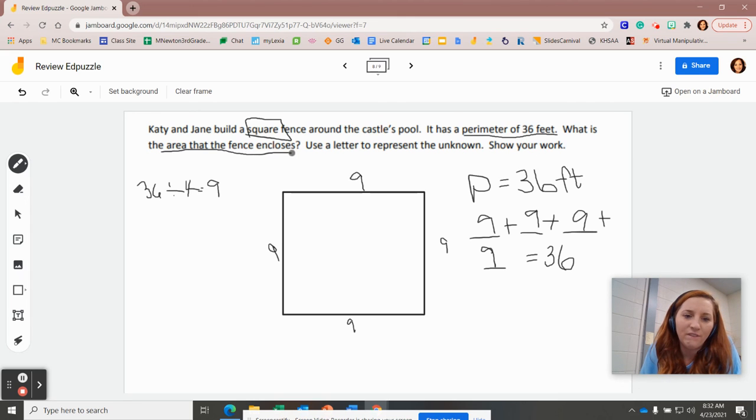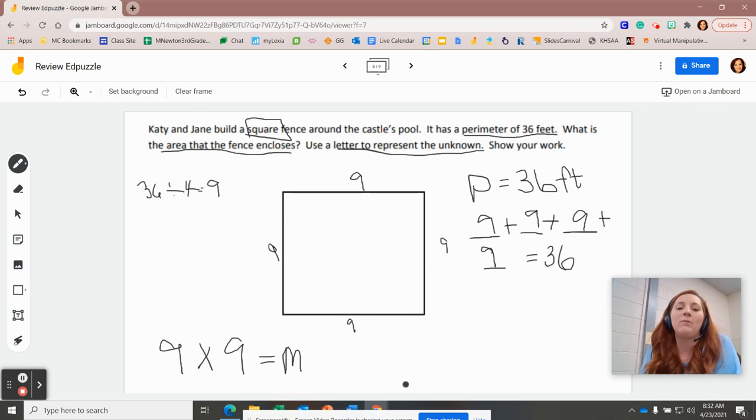area of the fence is and use a letter to represent the unknown. So, well, to figure out area, it's just length times width. Length times width. So that is 9 times 9 equals m. And then we want to go ahead and solve for m. M equals 81.